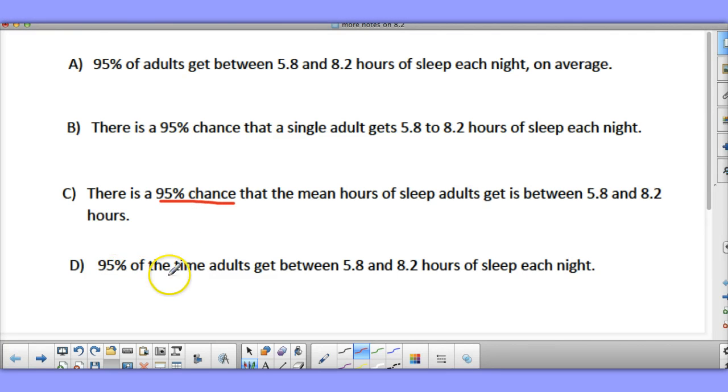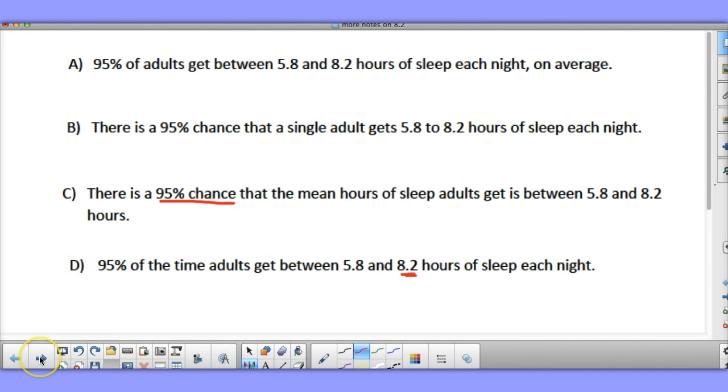And then 95% of the time, adults get between, well, that's very similar to what A looks like it's saying. It's clearly wrong because it's not 90% of the time the adults get between these amounts of hours of sleep. Once again, it's about the average amount of sleep. So I hope that helps a little bit. The correct interpretation of a confidence level would be that I'm 95% confident that the true mean amount of sleep adults get is between 5.8 and 8.2 hours. And I know some of you pointed out that I did my arithmetic wrong and it really shouldn't be 8.2, but that's all right.